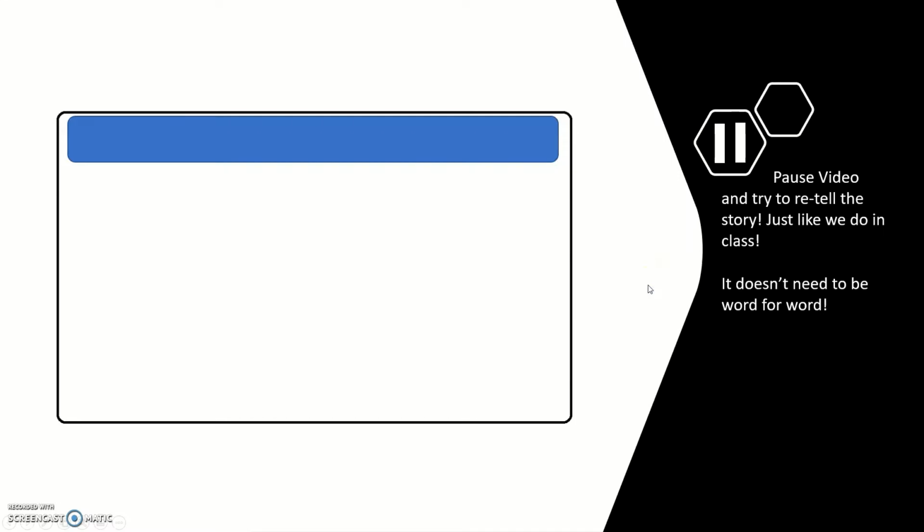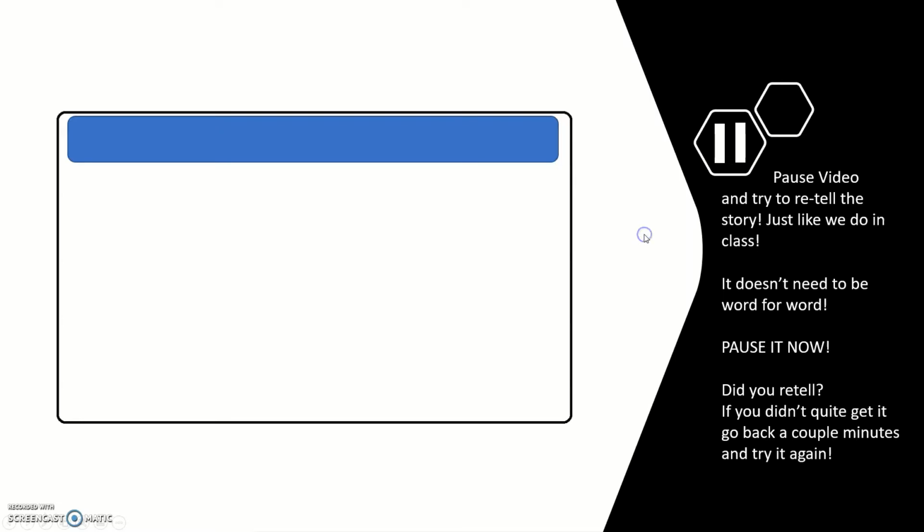This is the part where you usually pause to retell. So let's go over some key rules. First of all, you're going to pause the video when I say so, and you're going to need to retell this story. Again, it doesn't need to be the same exact word for word. If you don't remember, go back a couple minutes on the video so you can actually reread it. Now pause it and give it a try. Did you retell? If you didn't quite get it, again, go back a couple minutes, try again. It's absolutely fine.